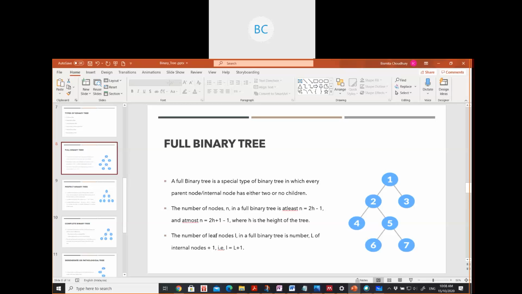And the number of leaf nodes will be L plus 1. L will be the number of internal nodes plus 1. Okay, so your total number of leaf nodes will be the internal nodes plus 1.